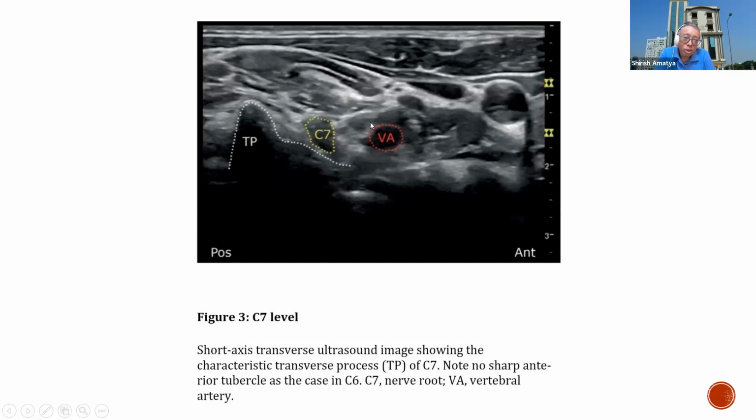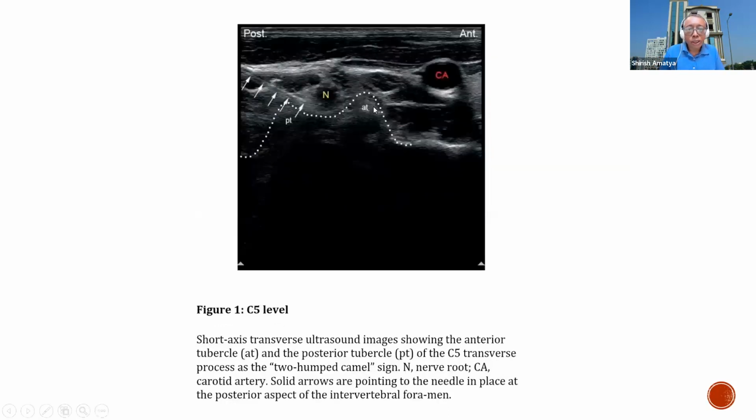Here, always be careful, the vertebral artery is outside or exposed, so prevent accidental injury of the vertebral artery by using color Doppler. So this is the injection of the C5 nerve root.